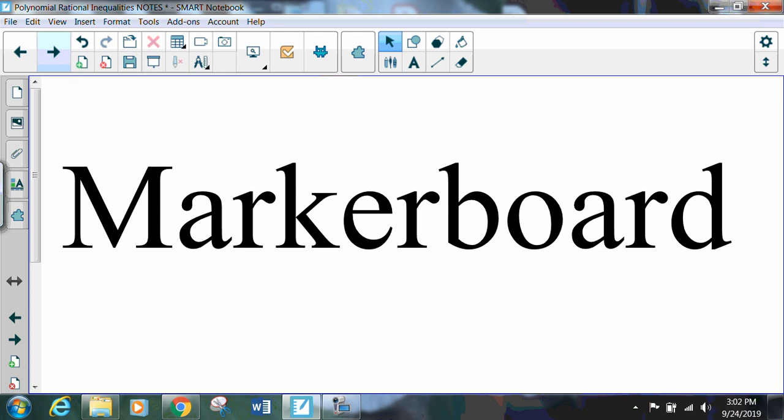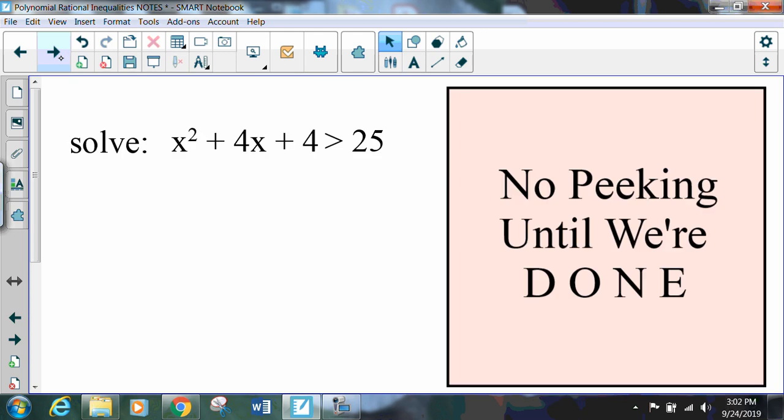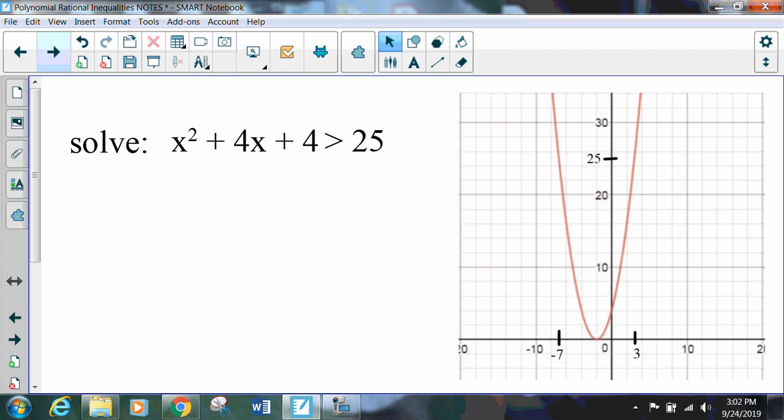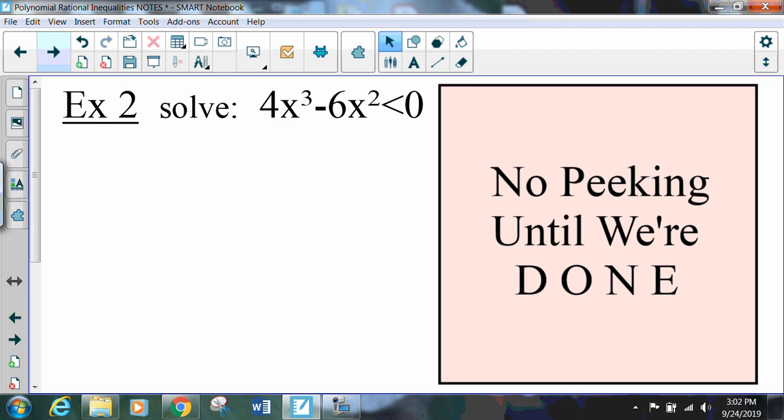Oh, marker board. If we were in class, we would have done this one. If you want, you can go ahead and look at that and do it, and you can look at the graph and check yourself. But I am not going to do this because we want to keep this as short and sweet as possible.